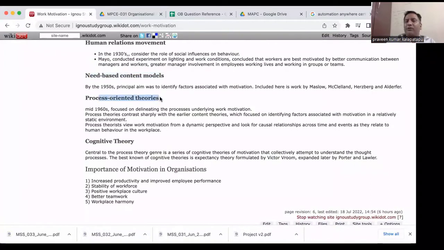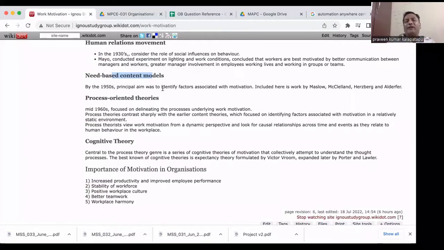Second, process-oriented theories. These are the two main classifications. So what is this classification? The first set of theories talks about what creates motivation. What are the factors of motivation? If somebody has to actually generate motivation, what are the factors? That is what content models talk about.